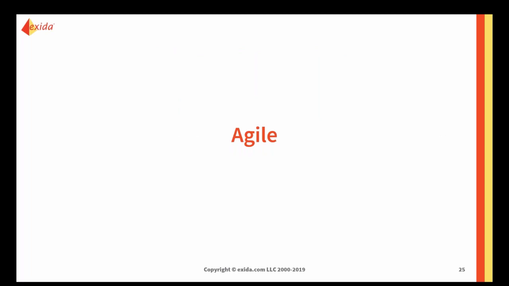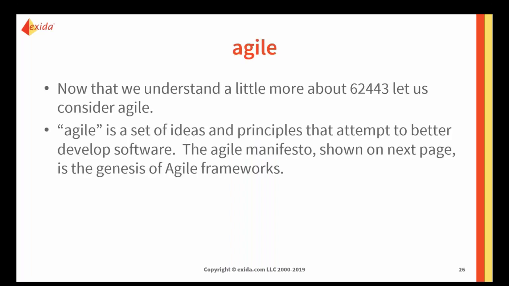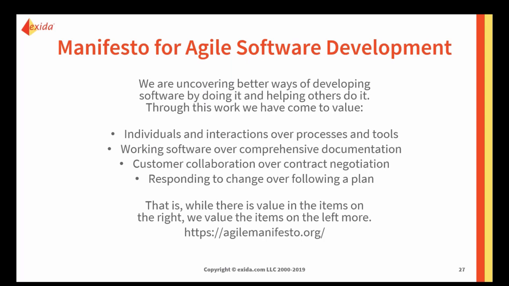Next, I'll go over Agile. Just a quick intro, and again, this is an intro more with Scrum as the framework for Agile, because a lot of people seem to use it. So Agile basically is a set of ideas and principles to help attempt to better develop software. The Agile Manifesto, which I put on the next page, is basically the genesis of the different Agile frameworks. So there are many different frameworks, many different ways to interpret this manifesto. Scrum happens to be one that I'll use as an example here.